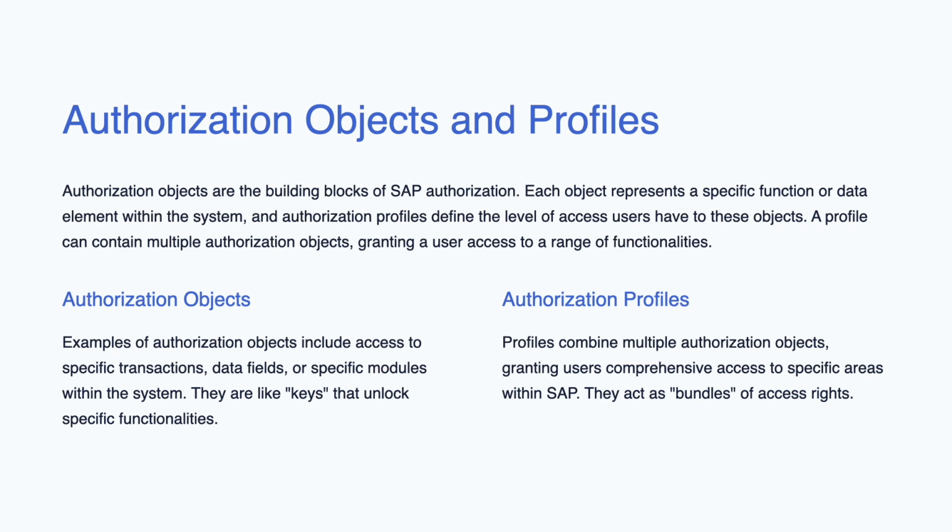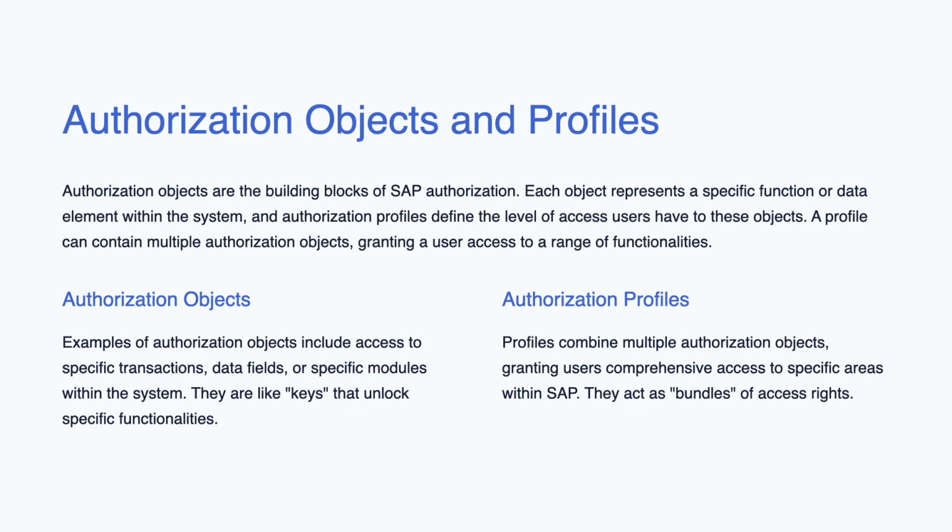Authorization objects serve as keys to unlock specific functionalities within SAP. Examples include access to transactions, data fields, or modules within the system, providing users with the tools they need to perform their task. Authorization profiles are bundles of access rights combining multiple authorization objects to grant users comprehensive access to specific areas within SAP, ensuring they have necessary permission to fulfill their roles.